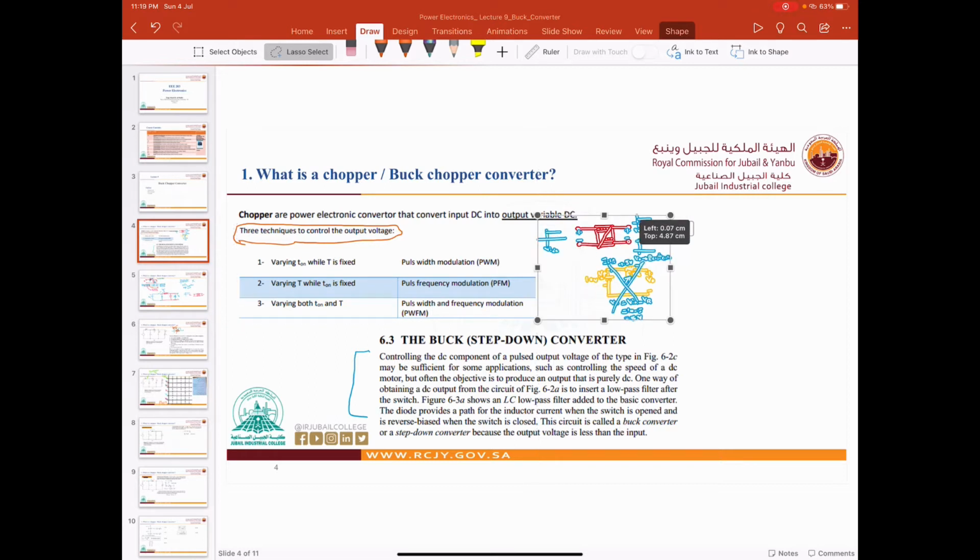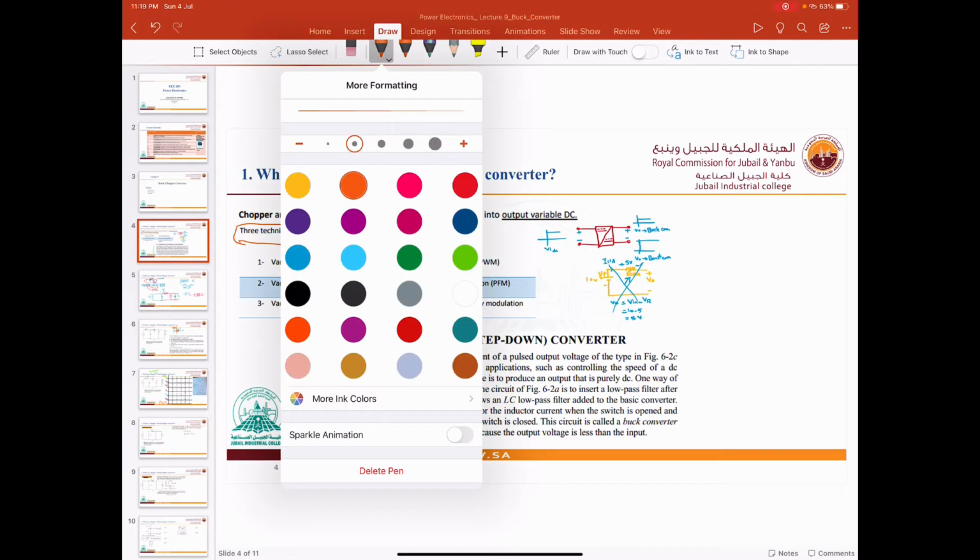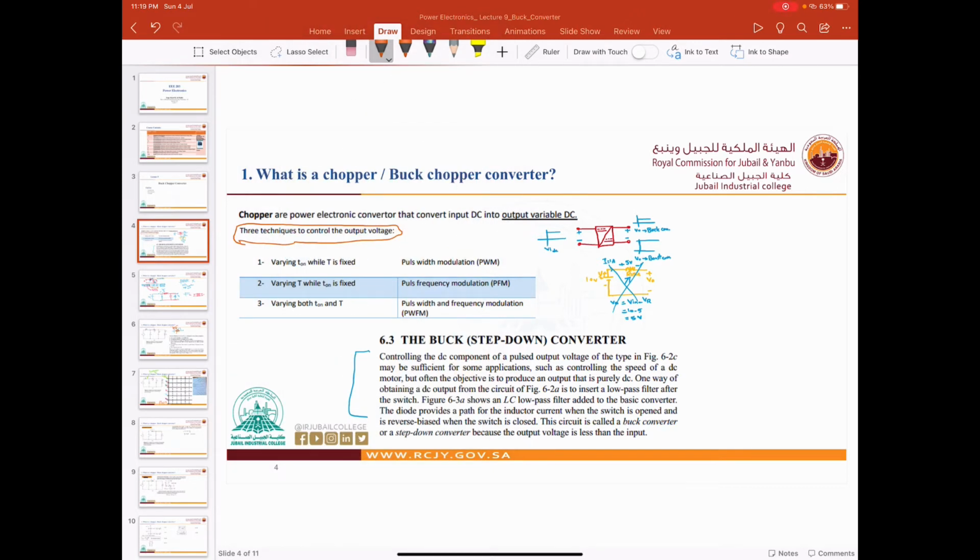Okay, now we have three techniques, guys, in order to control the output voltage. We say that the chopper is controlling DC input to variable DC output, right? So how to control the output? We have three techniques. This is technique number 1, when varying T on while T, the period, is fixed. This is called pulse width modulation, right? Now let me draw the signal here and we can interpret the waveform.